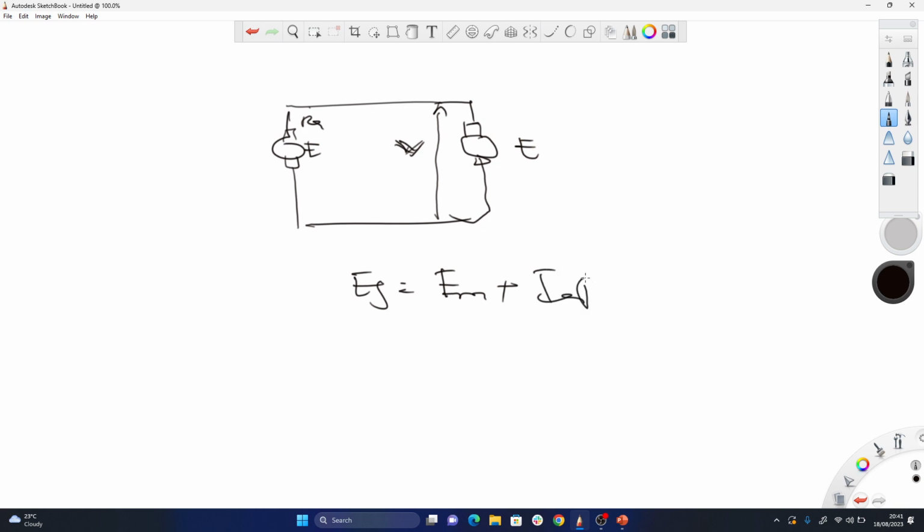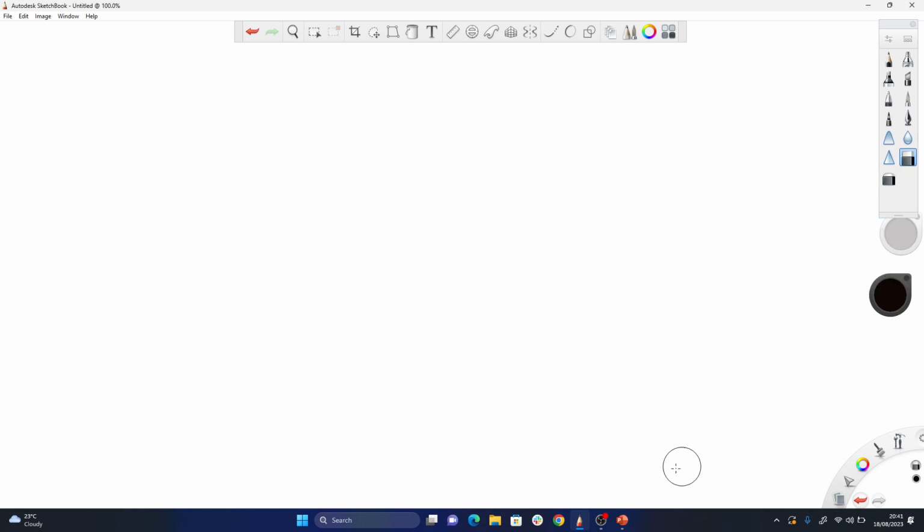plus Ia times Ra prime, because the Ra of this and the Ra of this will all come into the total resistance, because it's supplying through and then it's also supplied through here. So this is the total resistance here. The Ia was the Ia we found, the 990, and everything is set. So that's it for chapter 1.